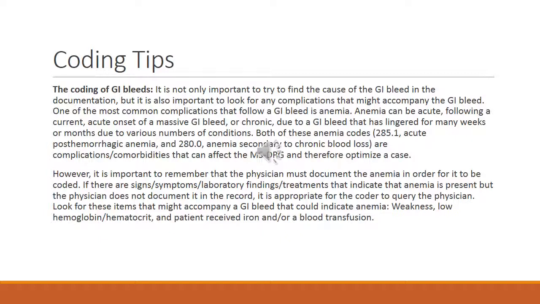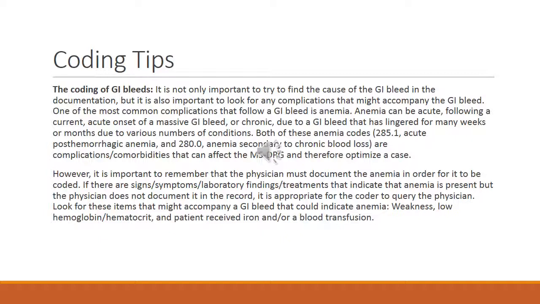Both of these anemia codes, 285.1 acute post-hemorrhagic anemia and 280.0 anemia secondary to blood loss, are complications and/or comorbidities that can affect the MSDRG and therefore optimize a case. Now, however, it's important to remember that the physician must document the anemia in order for it to be coded.